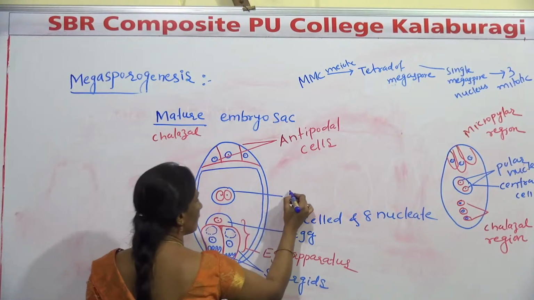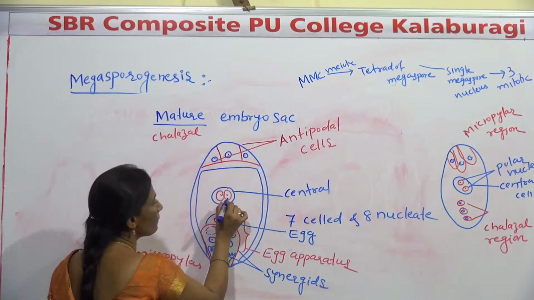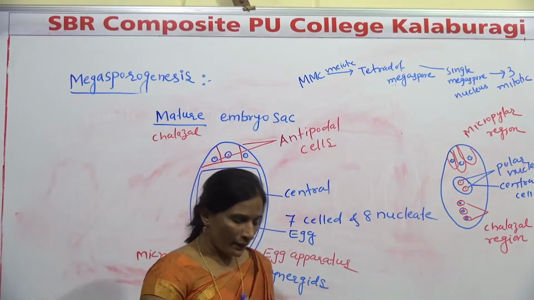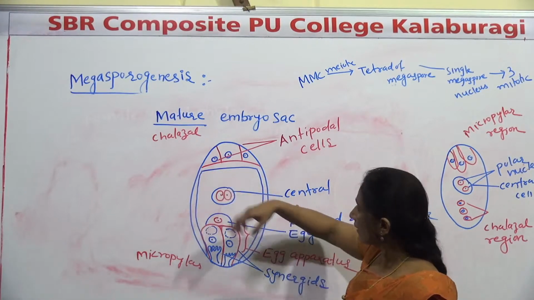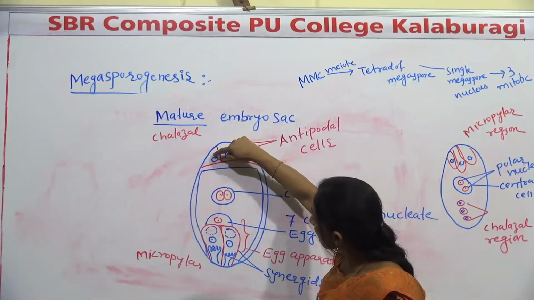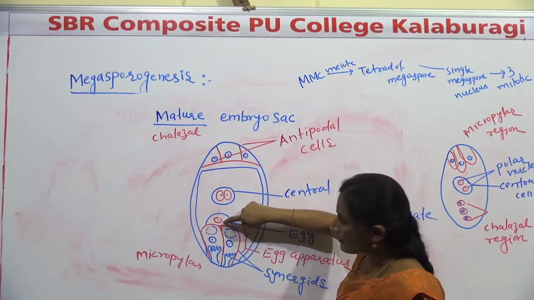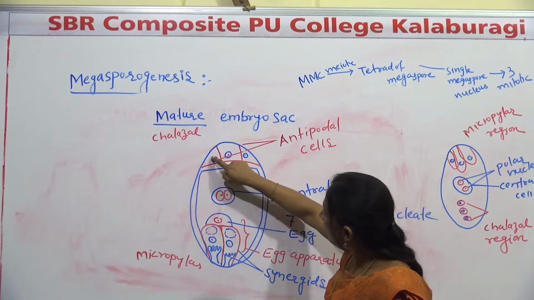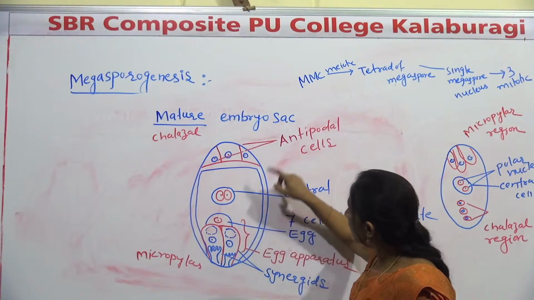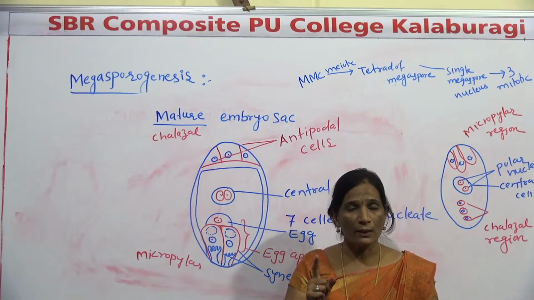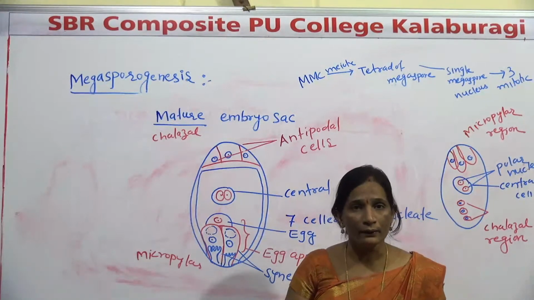And at the center is the central cell, and these are the 2 polar nuclei. Remember it here. The embryo sac is 7-celled. See here carefully. How many cells are there? 1, 2, 3, 4, 5, 6, 7. How many nuclei are there? 1, 2, 3, 4, 5, 6, 7, 8. So the mature embryo sac is 7-celled and 8-nucleate.